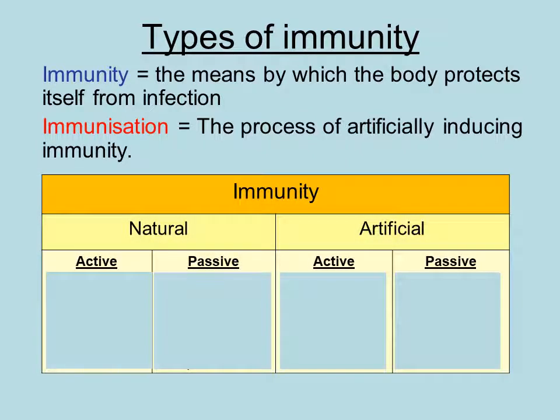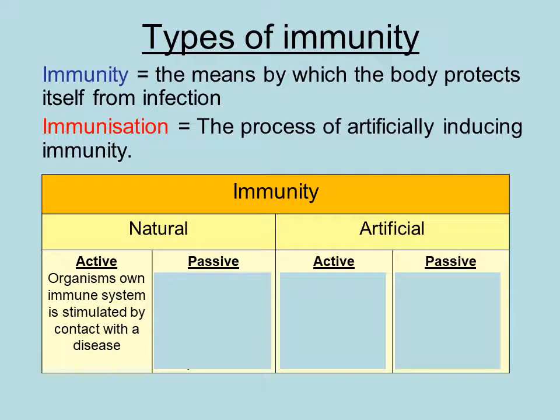This table is going to summarise the different types of immunity, and we're starting off with dividing our immunity into either natural or artificial. So natural immunity is the immunity that we acquire anyway throughout our lifetime, and artificial is the immunity that we have learnt to provide for ourselves. So if we start with natural, it can be divided up into active and passive.